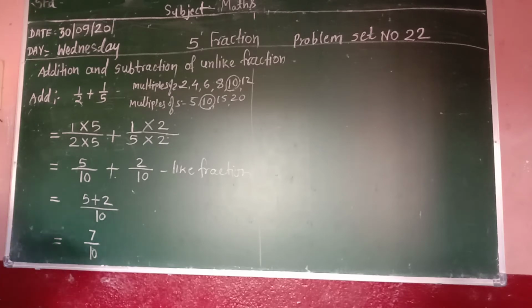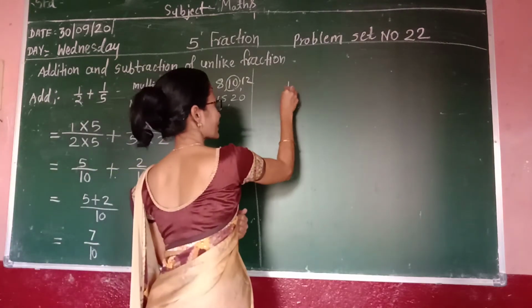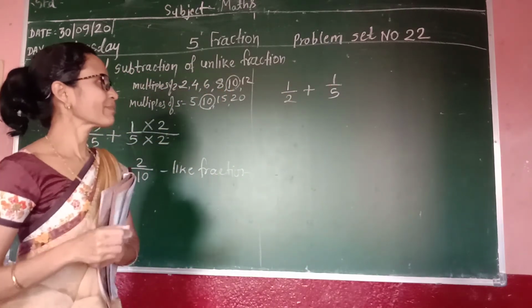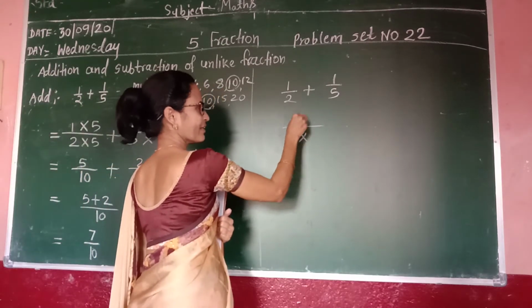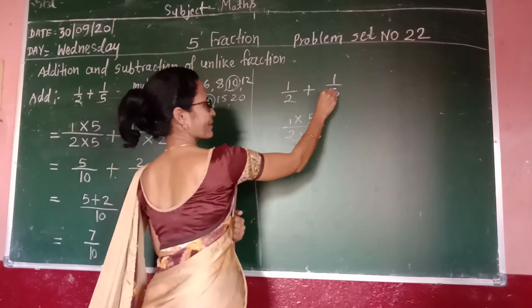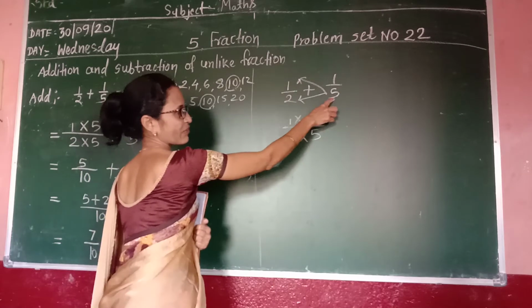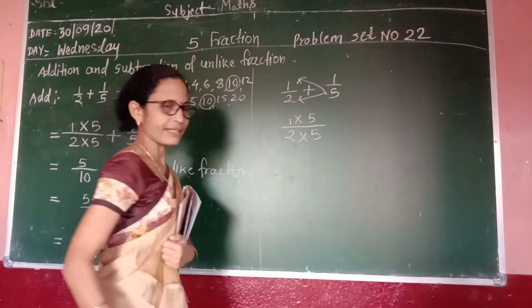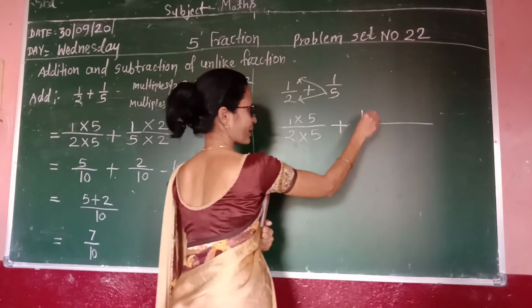Understand? There is another simple method, you can multiply. I will explain this one once again. 1/2 plus 1/5. What do you have to do? Here we multiply the first fraction by the denominator of the other fraction. So 1 multiply 5, divided by 2 multiply 5. Plus here write down the other fraction 1/5.